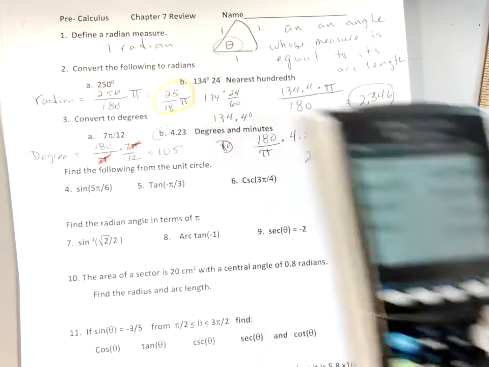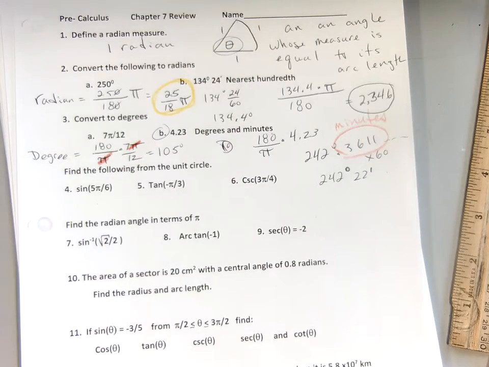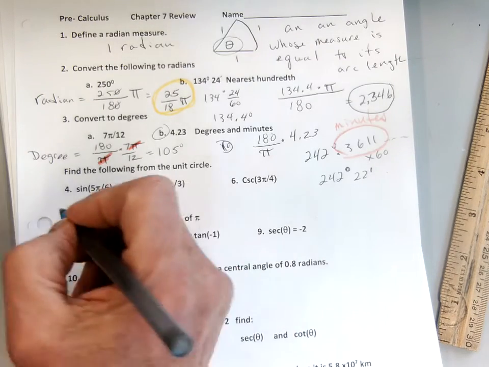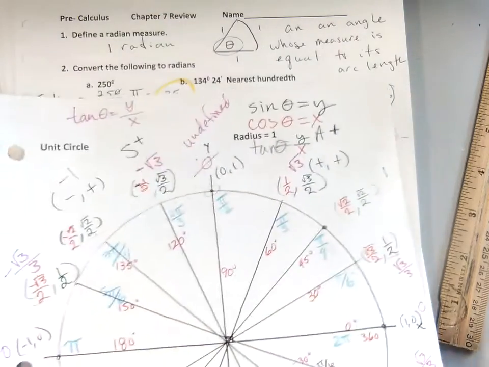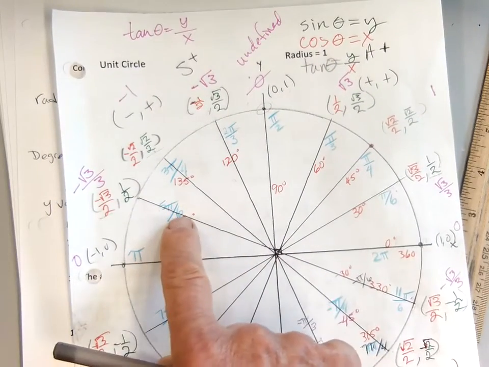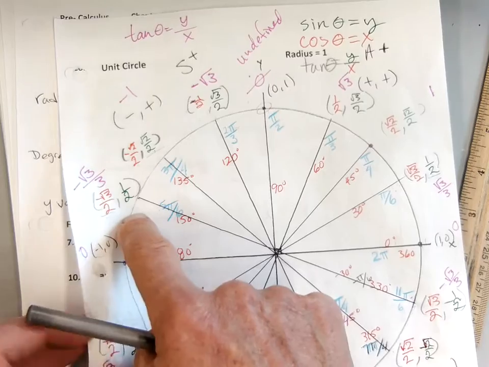All right. Okay, unit circle. Let's see what we have. So my circle is here. Sine is the y value. 5 pi 6 is here. My y value is 1/2.